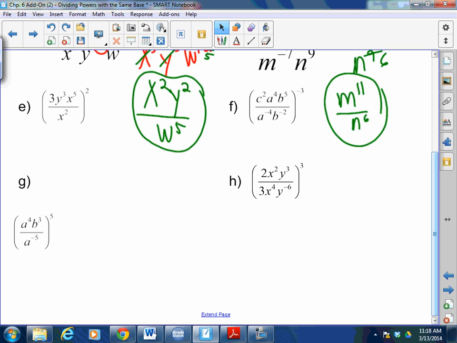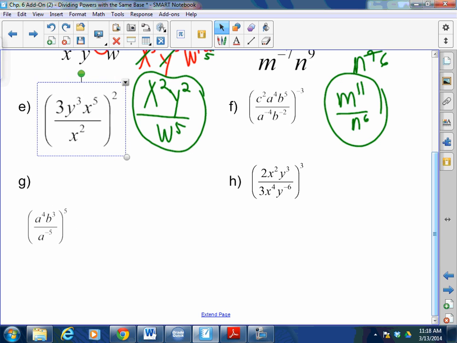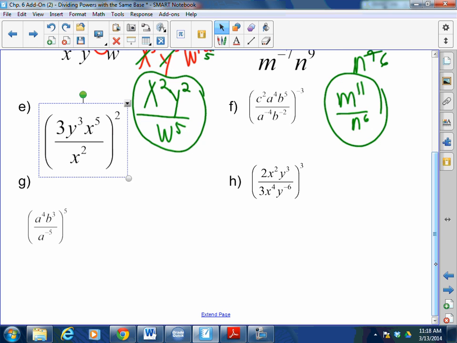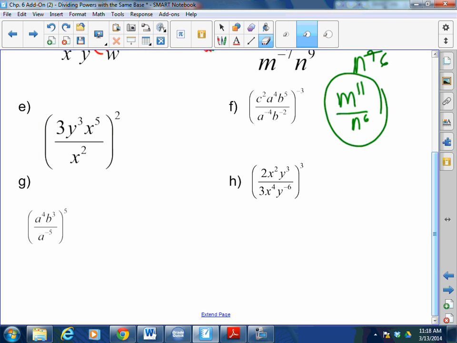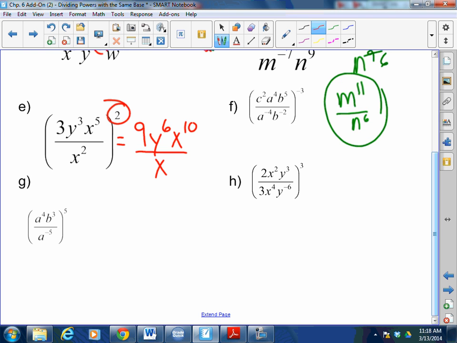Let me actually move this down here. Okay. Let's expand this a little bit. I'm going to erase this answer. Now, I've got an exponent on the outside, so I've got to distribute to everything. So this is 3 squared, which is 9. Y to the 6th, x to the 10th, over x to the 4th. I've got 4 x's down here. Take away 4 from the numerator. My answer will be 9 y to the 6th x to the 6th, over 1.